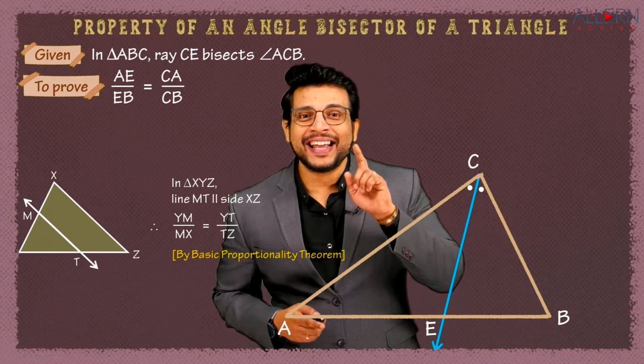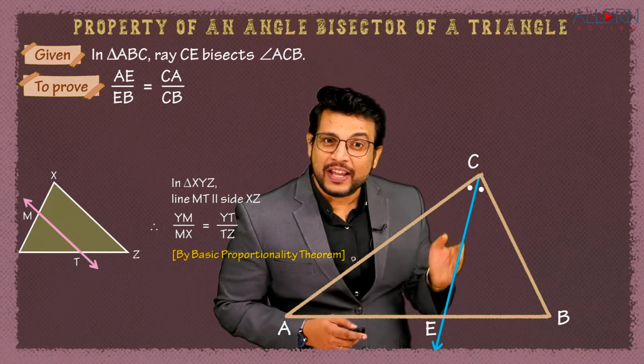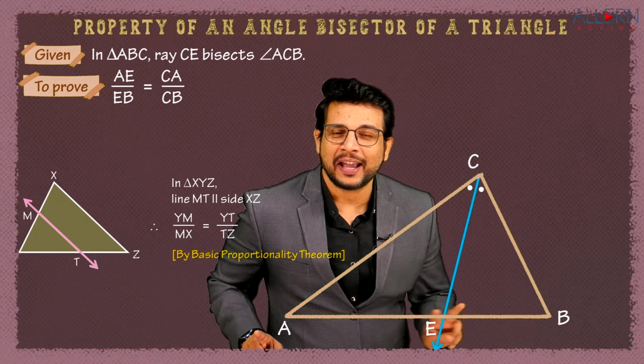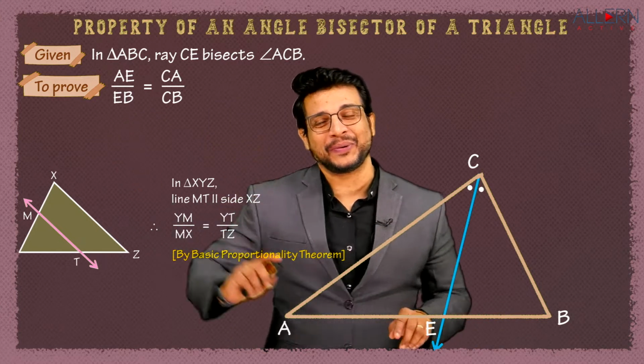Observe. You will say, yes, we have that line. Which one is that? It is CE. Yes, so we have that line CE which is dividing this AB into two parts, AE and EB. And we get that ratio AE upon EB.